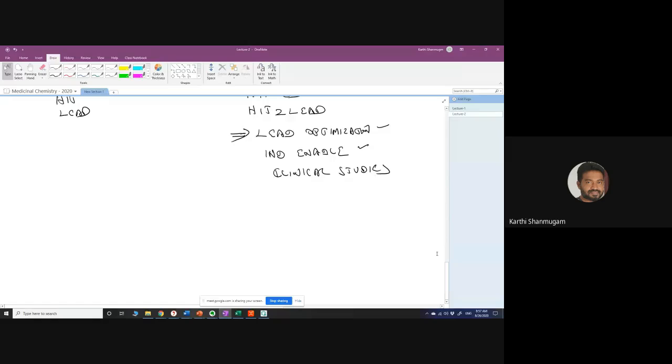Lead optimization is the process by which the medicinal chemist makes small changes in the lead molecule to make it a better molecule. During the hit to lead and lead optimization process, we have to start a stage called preclinical studies. IND enabling comes just after the preclinical studies.